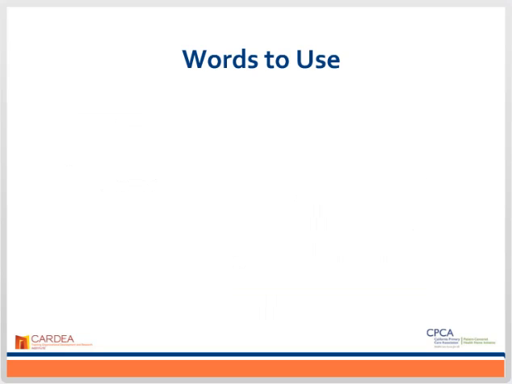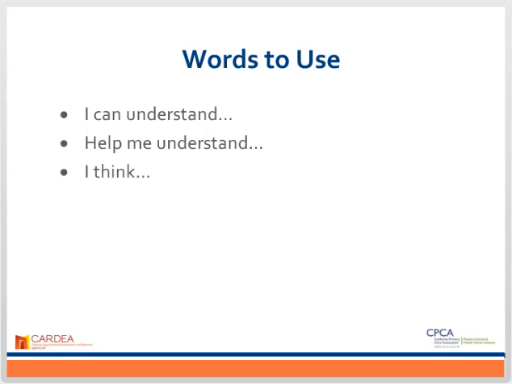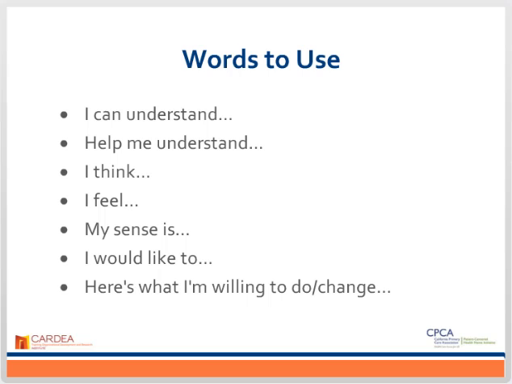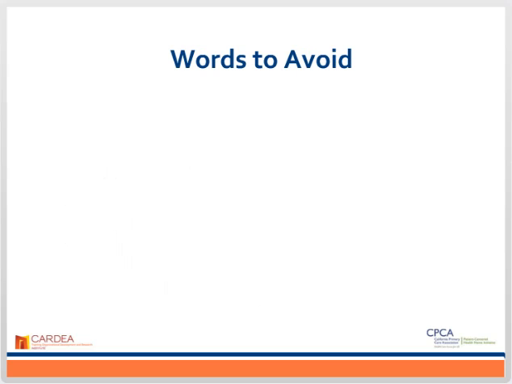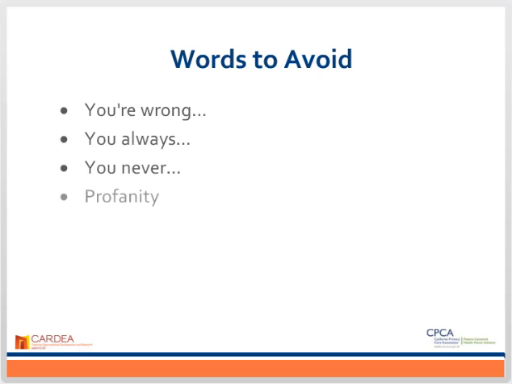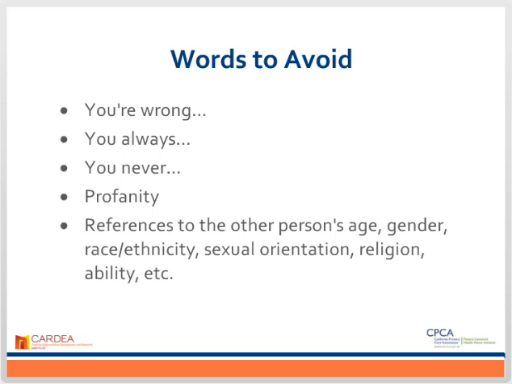As you move through a conversation, words that are helpful to use include, "I can understand," "help me understand," "I think," "I feel," "my sense is," "I would like to," and "here's what I'm willing to do or change." Words to avoid include, "You're wrong," "You always," and "You never." And I think it goes without saying, but you certainly want to avoid using profanity and references to the other person's culture, including age, gender, race, ethnicity, sexual orientation, religion, and ability.